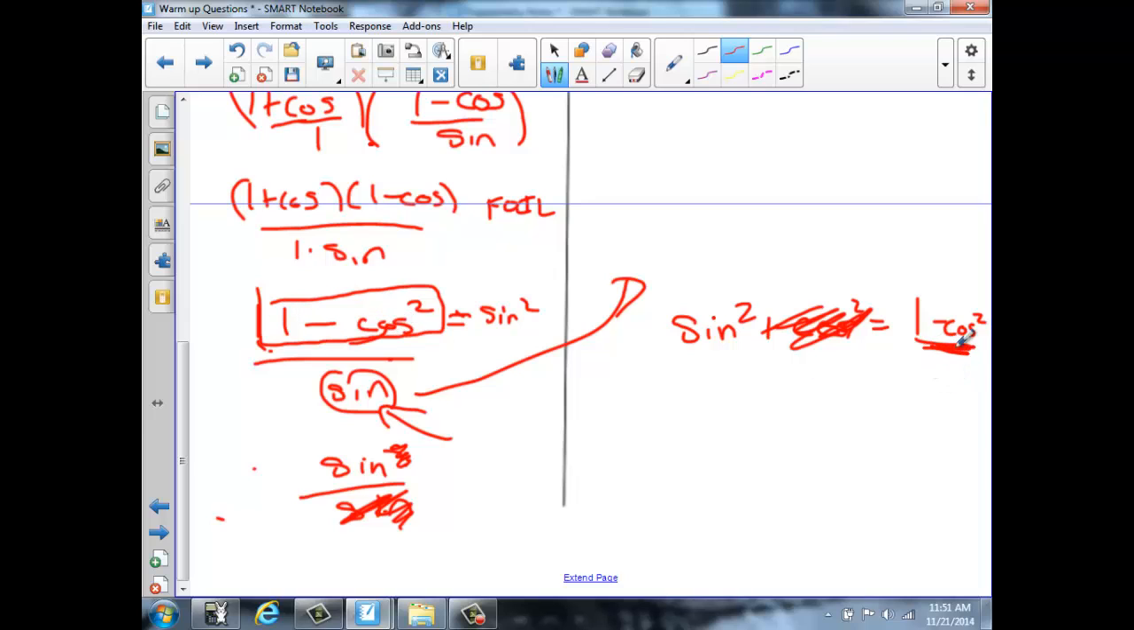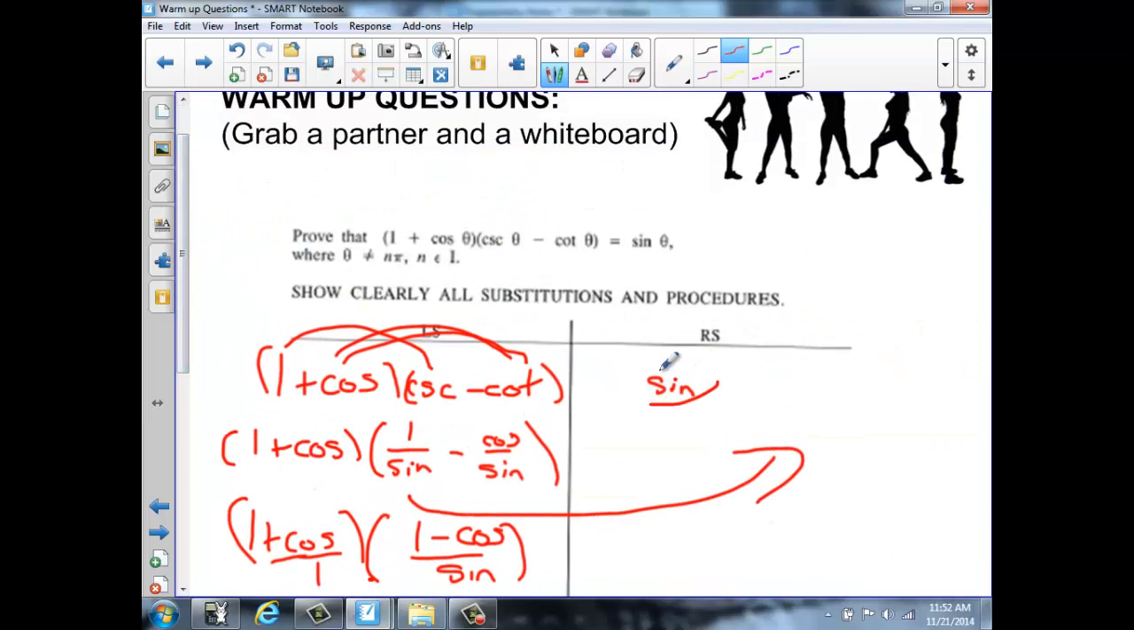So rather than being stuck with this, I'd rather write it as sine squared, but then this is really sine times sine. So one of the sines on the top cancels with the sine on the bottom, and all you're left with is sine, which, by the way, is what that side was.